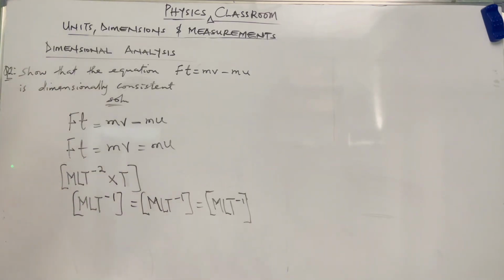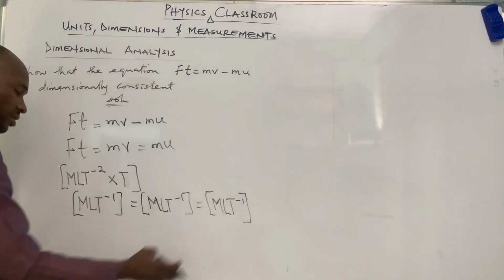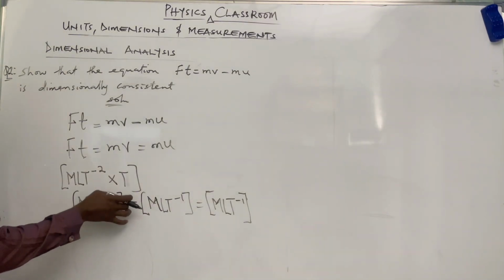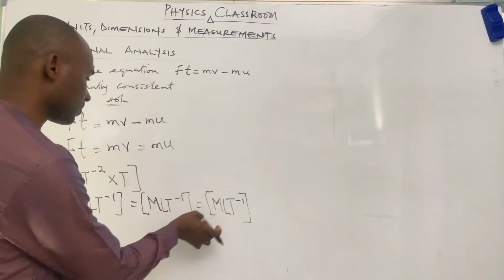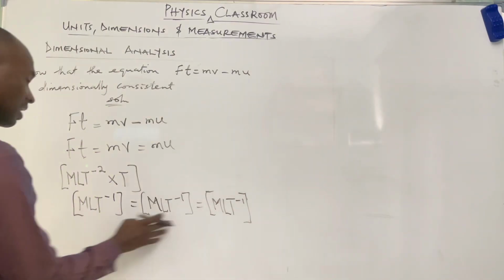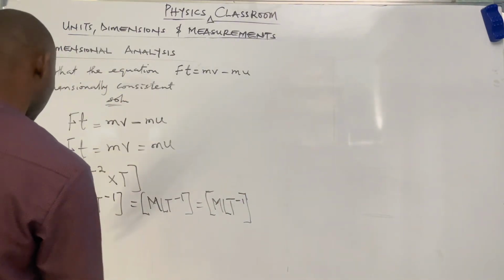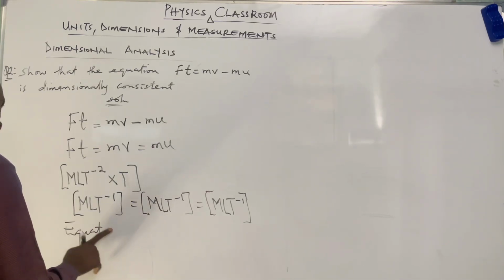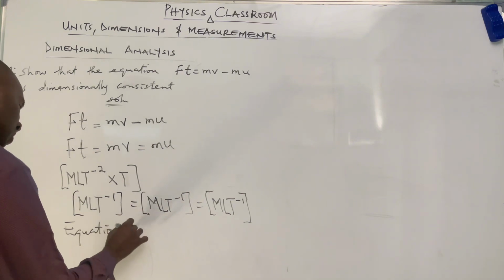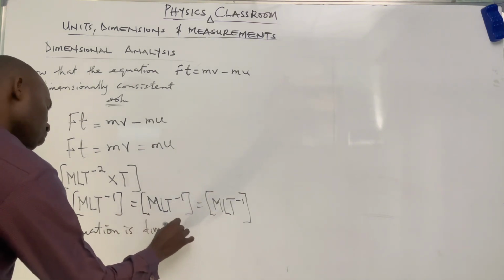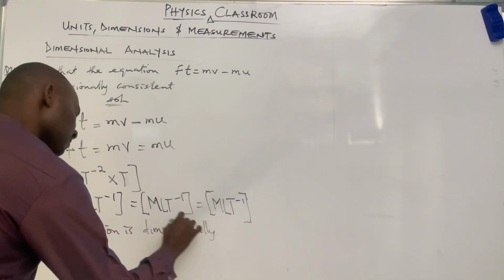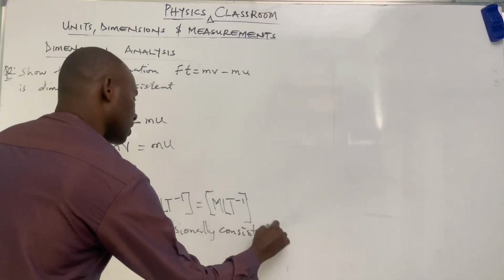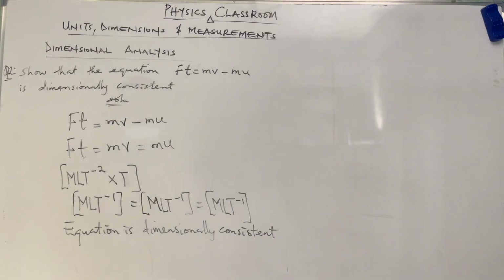If you look at the three brackets, you find out that we have the same entities all through: MLT^-1, MLT^-1, MLT^-1. Since they are all equal, we say the above equation is dimensionally consistent or correct, or the equation is valid. Anyone you choose to use.